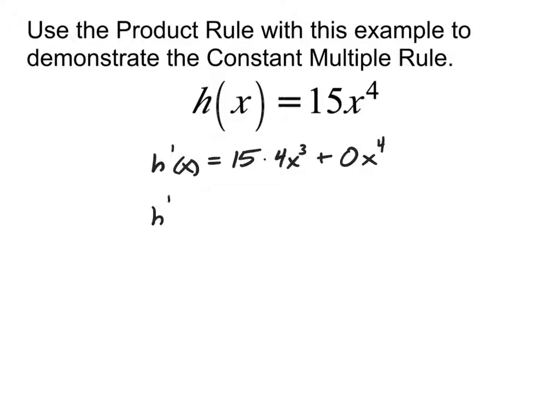And so then when I go to clean it up, notice 15 times 4x cubed gives me the 60x cubed. And then what's 0 times x to the 4th? 0. And so that's totally gone. And so notice the product rule, even if we do apply product rule to the situation when we don't really have to, it still works. That's really what the constant multiple rule that we have down in our notes is talking about. All it's doing is saying we don't have to use product rule when it's a constant because it's going to zero out that other term.